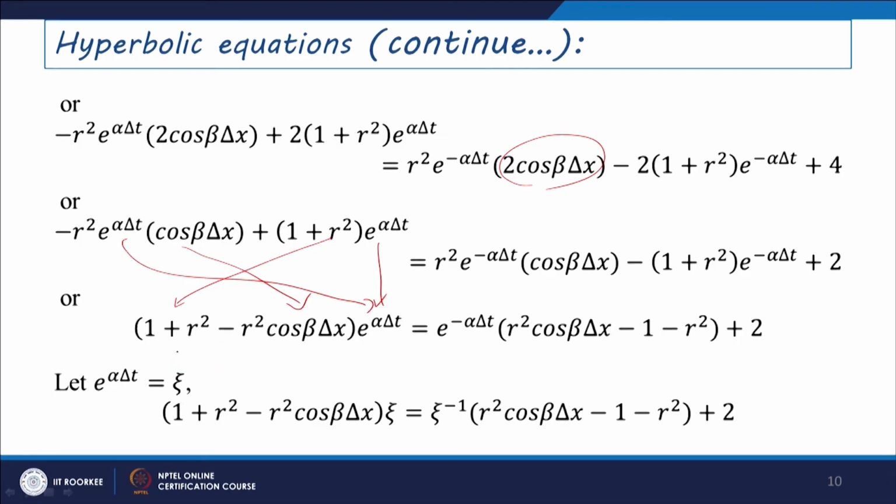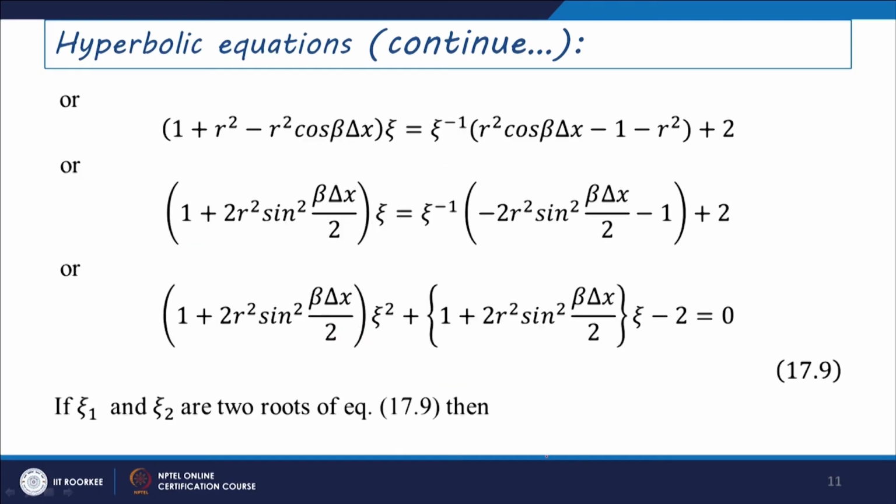we can write this equation as 1 plus r square minus r square cos beta delta x into zeta, equals zeta inverse, since e to the power minus alpha del t is there, times r square cos beta delta x minus 1 minus r square plus 2. And if you multiply zeta on both sides, we can obtain this equation in a transposed form as 1 plus 2 r square sin square beta delta x by 2 into zeta square plus 1 plus 2 r square sin square beta delta x by 2 into zeta minus 2 equals 0.